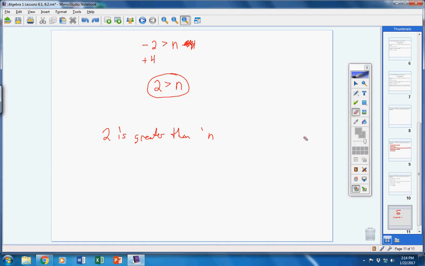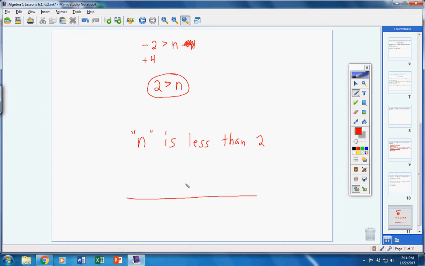Always read your answer starting with the variable. So you start here and you say n is less than. Notice how the little arrow is facing the n. N is less than 2. That's how you would say that, okay? N is less than 2. That's your answer.